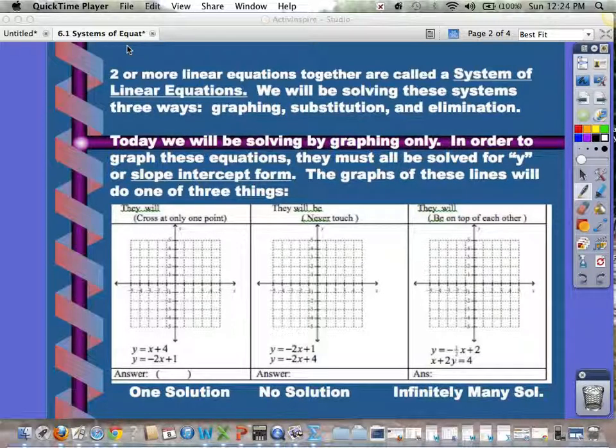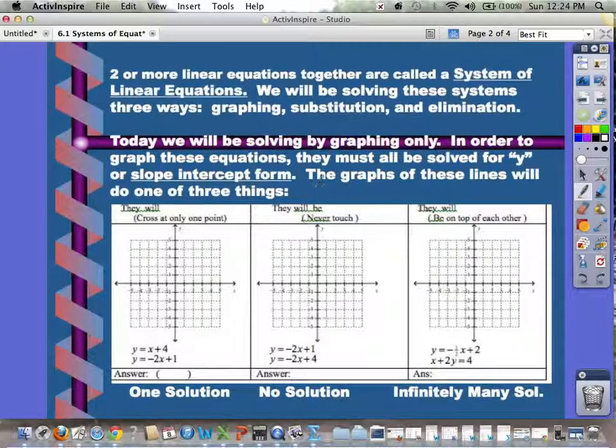In order to graph these equations, they must all be solved for y. Okay, and you guys have gotten really good at that. We've practiced enough. Solving for y is also called slope-intercept form, which was the y equals mx plus b form. Doesn't go away. Make sure you know those words.